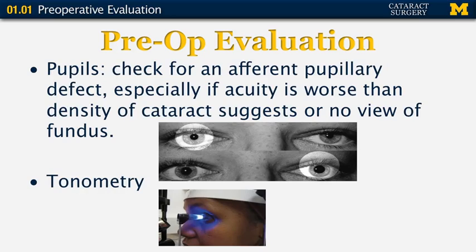The pupil examination is important, especially if the view into the eye is poor. We have to check for an afferent pupillary defect, as shown in this diagram here. And tonometry, also very important, as just part of routine examination and part of testing for glaucoma.